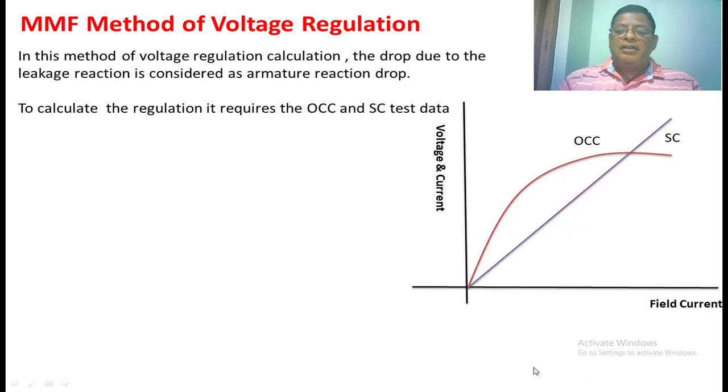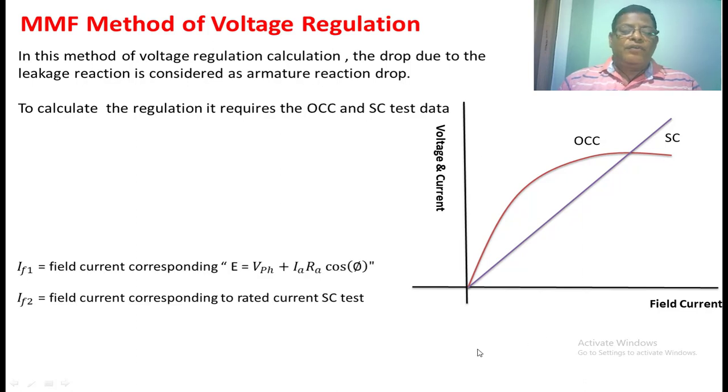In the same manner, take the field current on the x-axis and the short circuit current on the y-axis. You note the points and join all the points with a line, and you get the SC characteristics of an alternator. The SC characteristic of an alternator is a straight line passing through the origin.